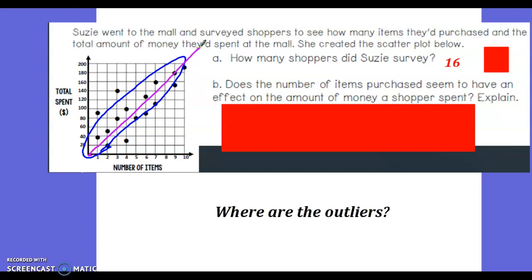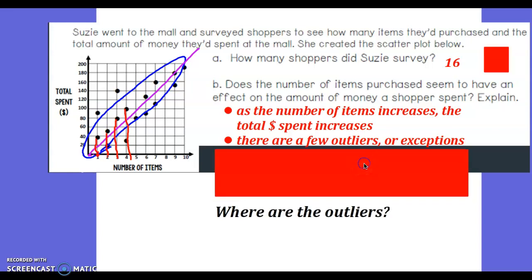So if we look at how the number of items affects the total amount of money spent, as you purchase an item, like one item would be maybe $40, two items averages around $50, three items average around $80, and so on. It looks like the pattern is that as the number of items increases, the total amount of money spent also increases. So that could be a pattern that we could get from this graph.